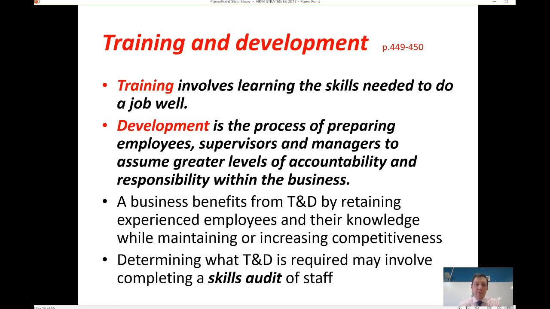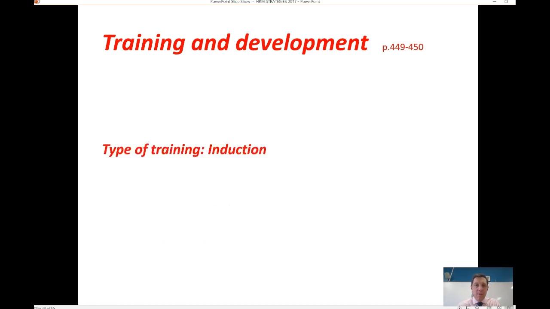Determining what training and development is required may involve completing a skills audit. A skills audit is looking at all your staff: where are their deficiencies or where are their real strengths? And if there are deficiencies, what training needs to be done, and potentially what development, i.e. preparing those employees so that they can assume greater responsibility that we recognise through that skills audit.